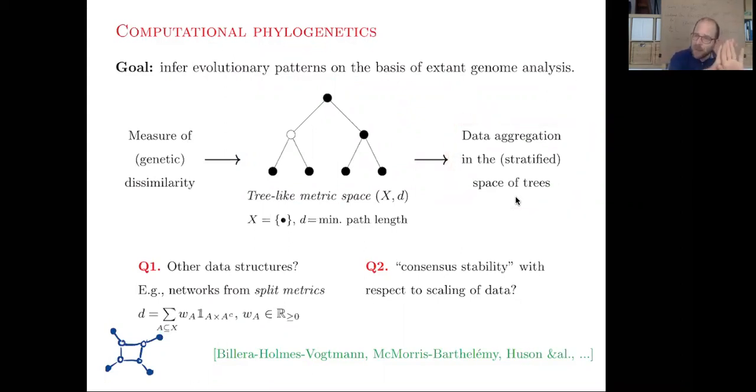Remember the story. I have many trees, and I want to have a single output tree. In whatever way I want to do it, I need an algorithm for this, a rule that given several trees gives me one tree back. Usually it's some kind of statistical process in the space of all trees. But recently there are algorithmic ways to study this very general problem of data aggregation.